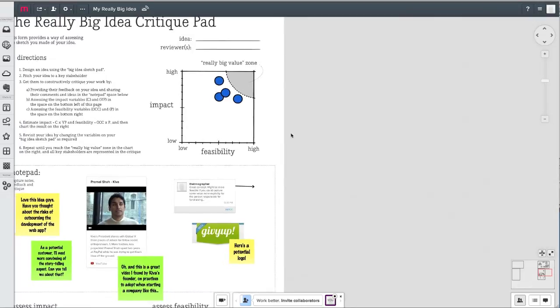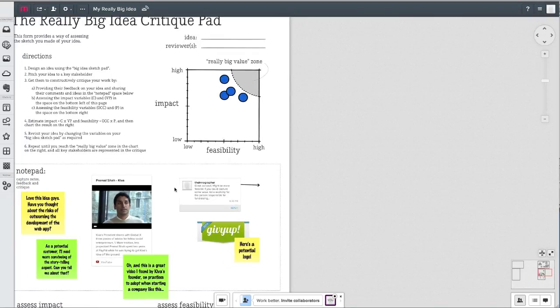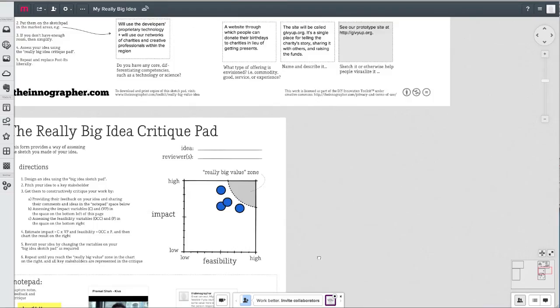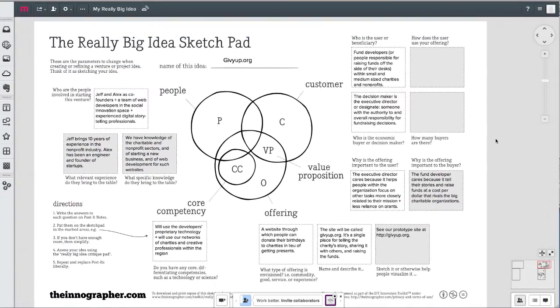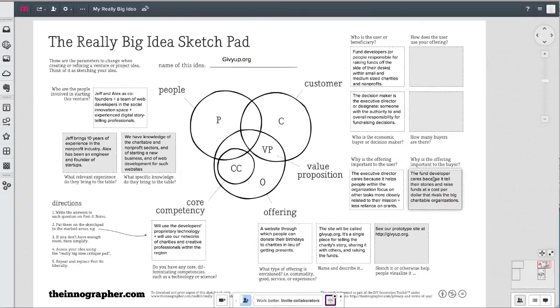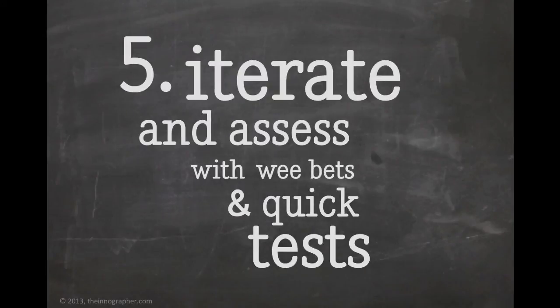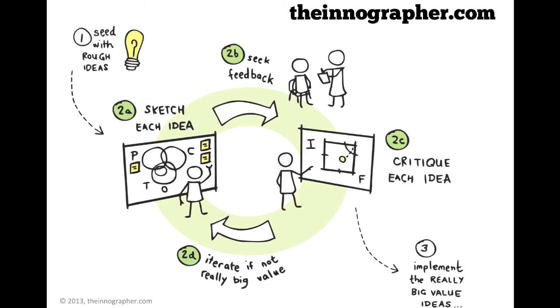You've got a deep, rich record, lots of different kinds of media, of the feedback you got, of the ideas that you had. And up here, you're left with a beautiful prototype of your idea. And in closing, I'm just going to reiterate the point that you need to iterate. You need to iterate and assess and come up with prototypes of your idea with wee bets and quick tests. In other words, get it out there. Get that idea out there. Share it with people. Get their feedback. Keep going in that cycle that looks something like this.